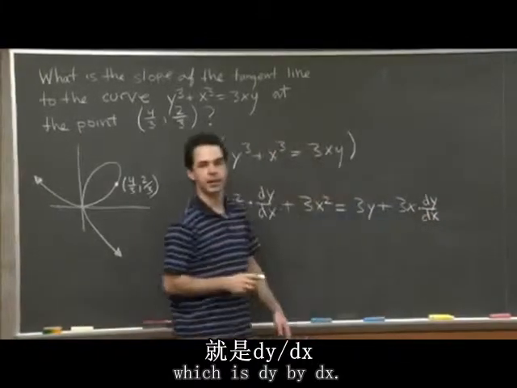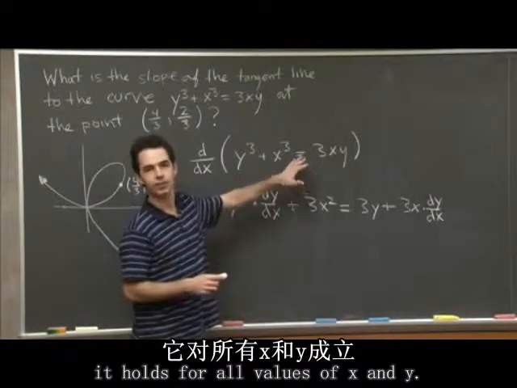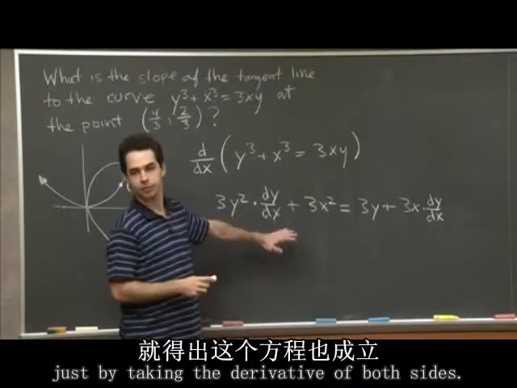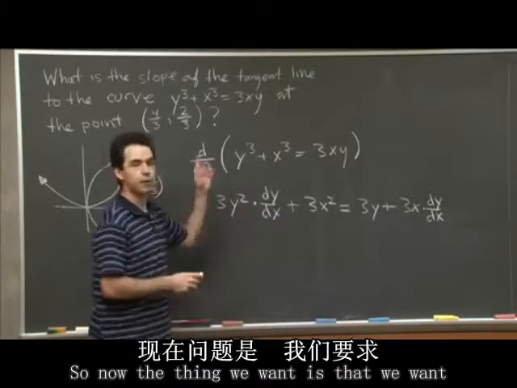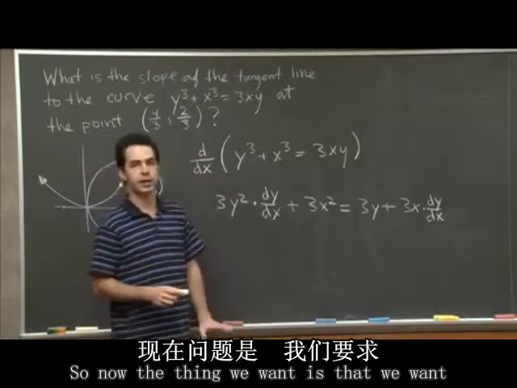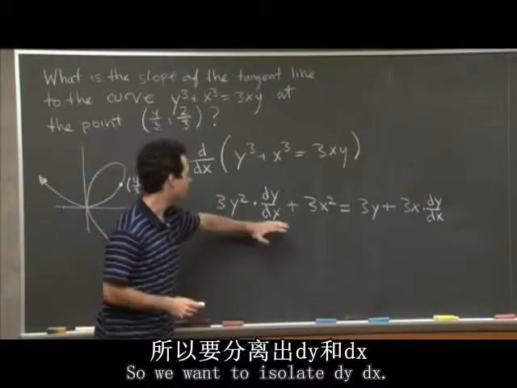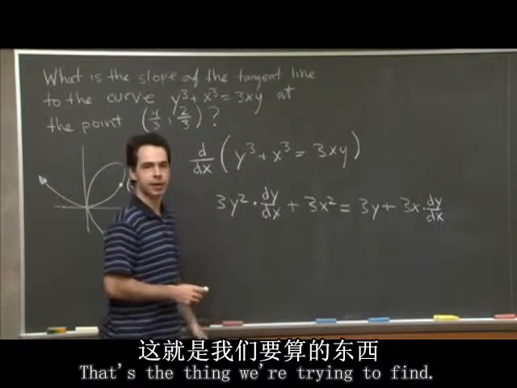dy/dx. Because this is an identity, it holds for all values of x and y. This equality follows just by taking the derivative of both sides. Good. So now the thing we want is the slope of the tangent line at a particular point. So we want to isolate dy/dx. That's the thing we're trying to find.